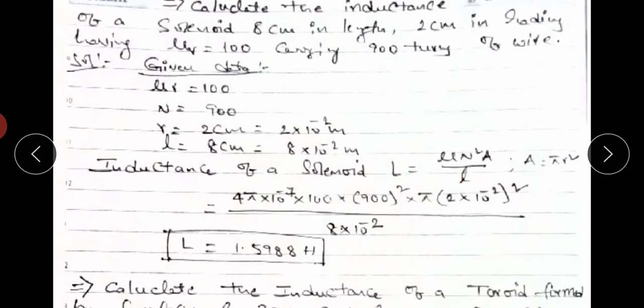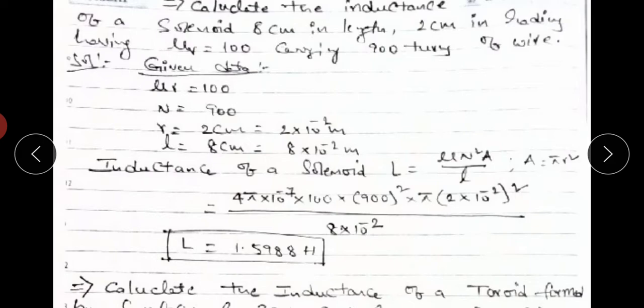In some problems they will directly give the area of the solenoid. Here they have given the radius of the solenoid. So by using the formula A equals pi r square, first we have to find the A value. Next, by substituting all values in this formula, we can find the inductance of the solenoid.